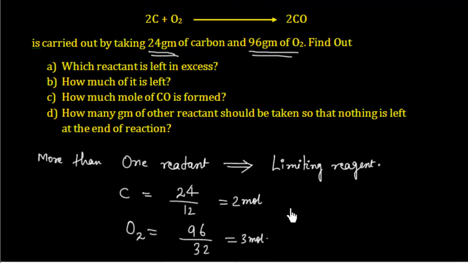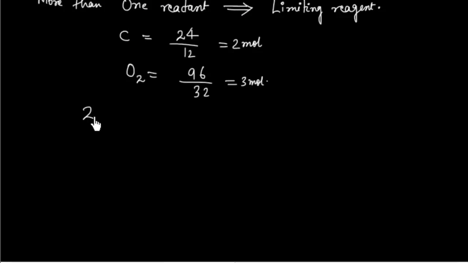Now if we write the reaction, that is 2C plus O2, this will give you 2CO. Carbon is 2 mole and oxygen we have 3 mole. So you see which is limiting. For 2 mole of carbon we require 1 mole of oxygen, or other way around, for 1 mole of oxygen we require 2 mole of carbon. So for 3 mole we need 6 mole of carbon, which means carbon is limiting.